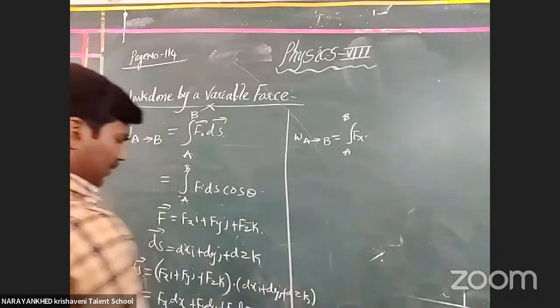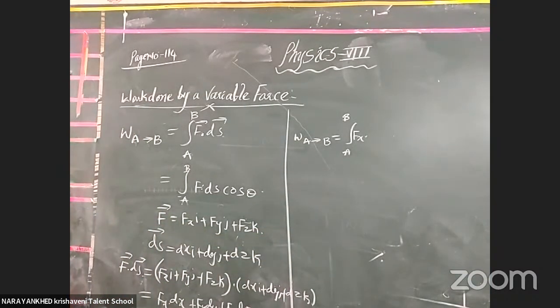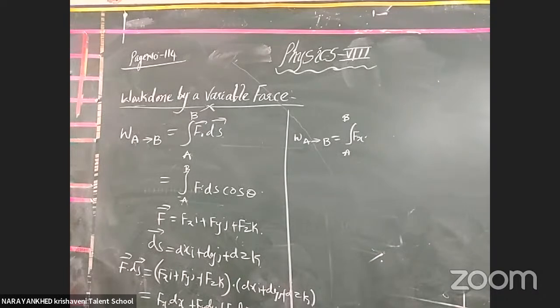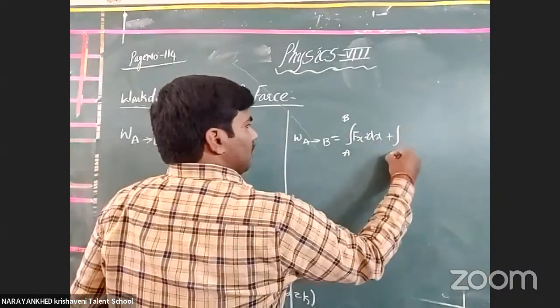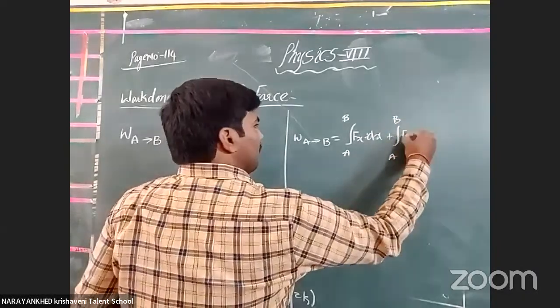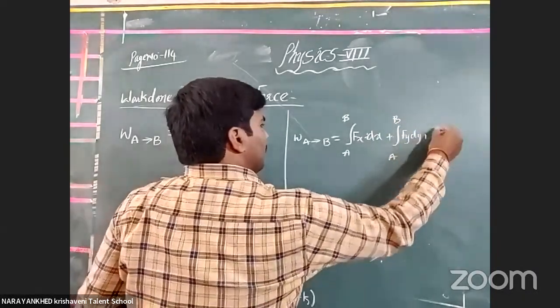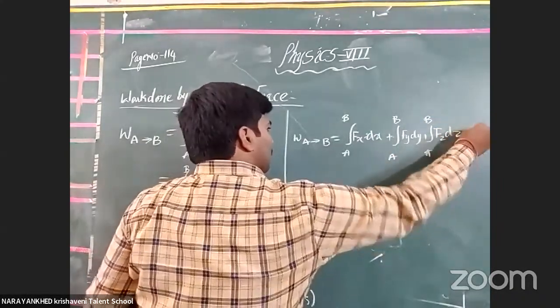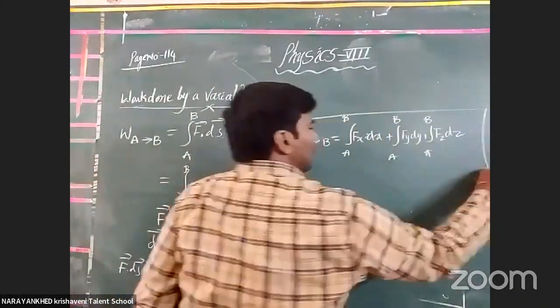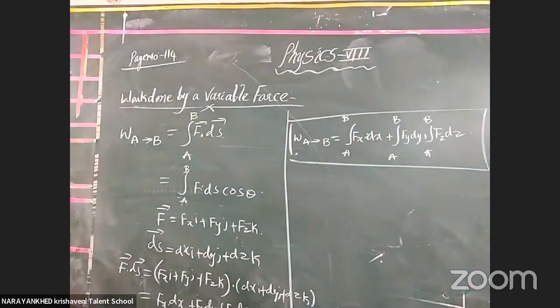Now the same thing, whatever we wrote here, is written as fx dot dx and as well as fy dot dy, fz dot dz. That is what we have to write here: integral from A to B of fx dx plus integral from A to B of fy dy plus integral from A to B of fz dz. Got it or not? This is what we have to write here for work.